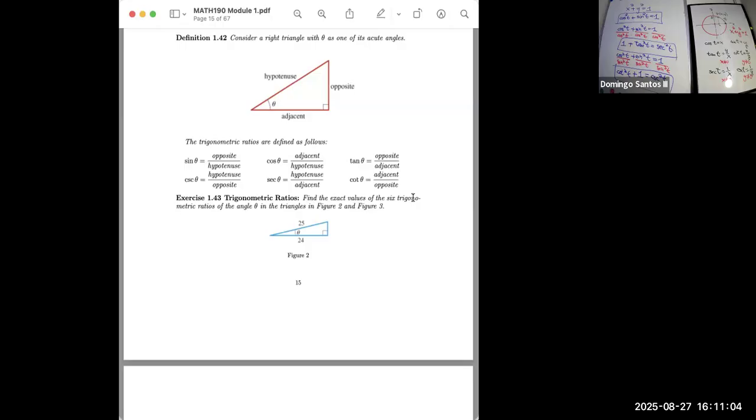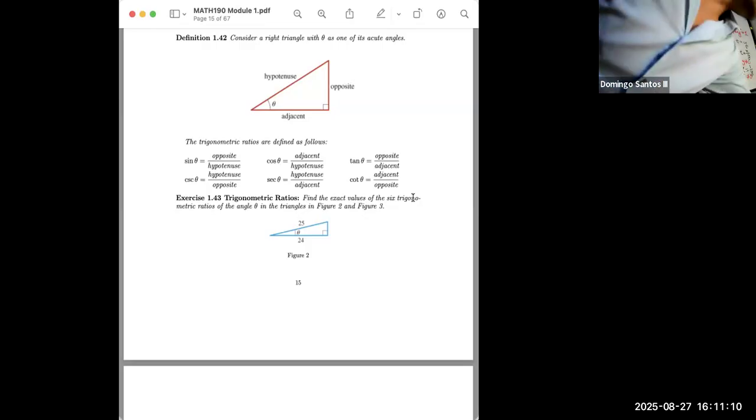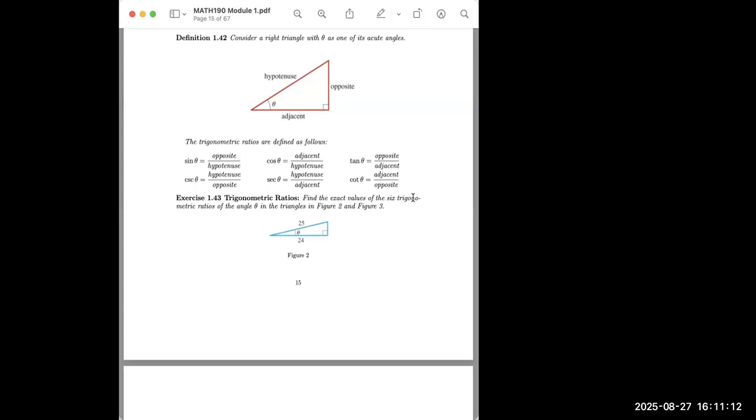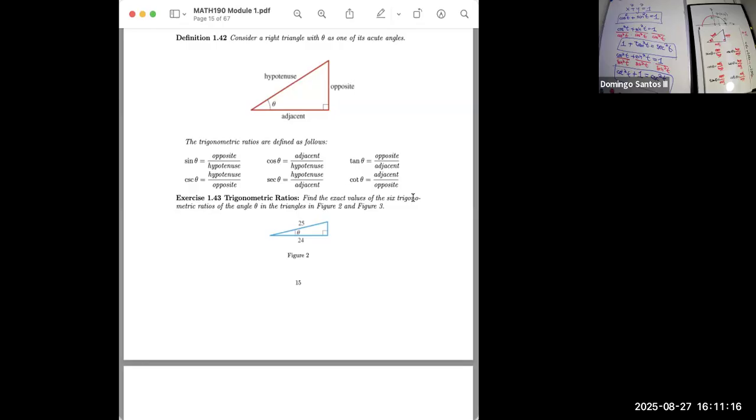Who wants to help me read definition 1.42, if you don't have questions? Anyone? I can read it. Okay, Jaskaran, hold on. Let me just make sure I write your name.